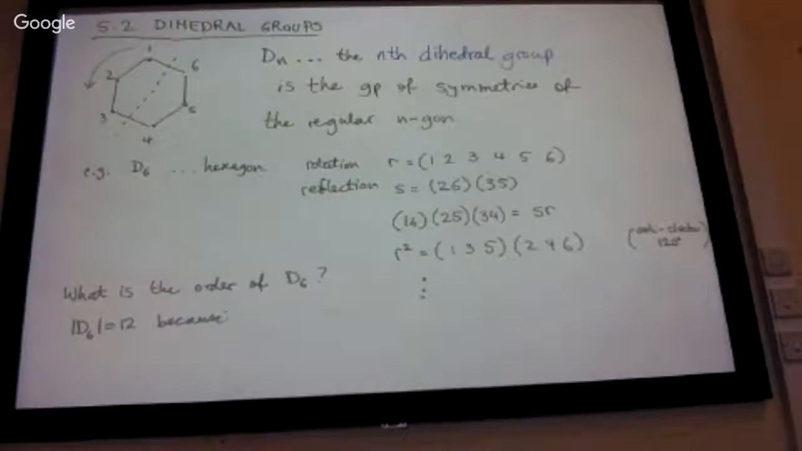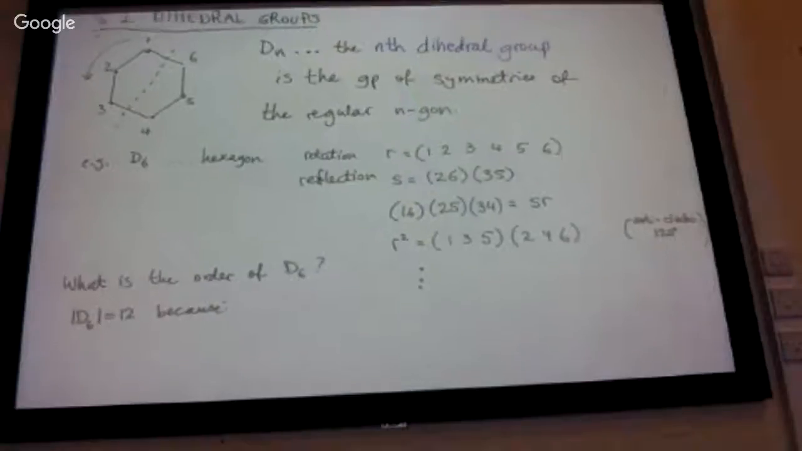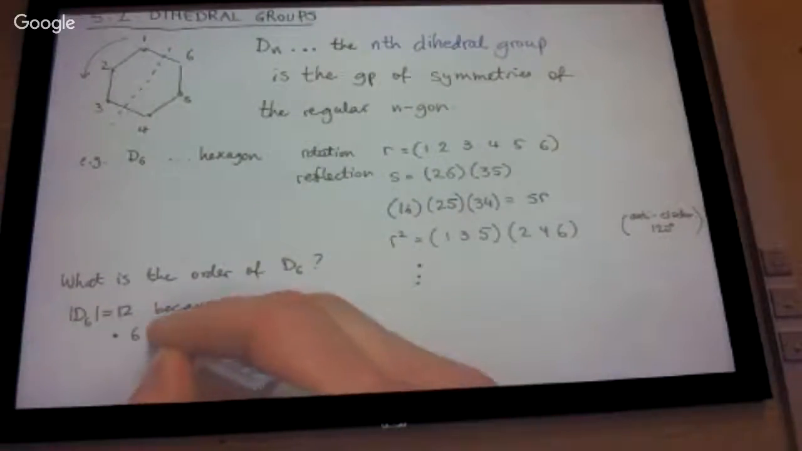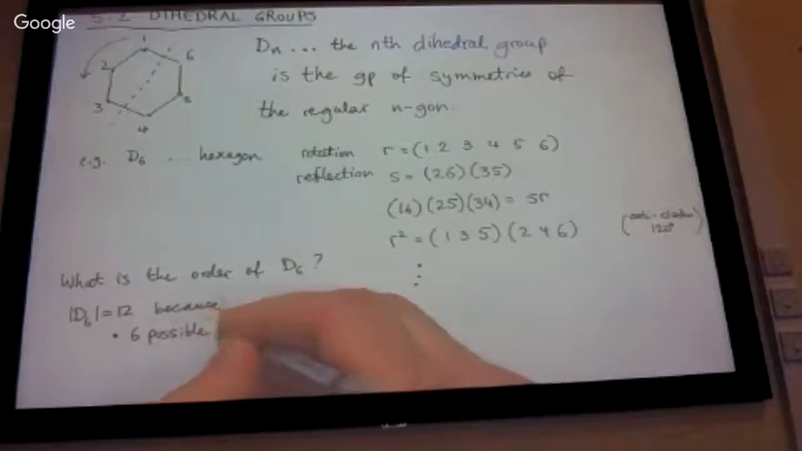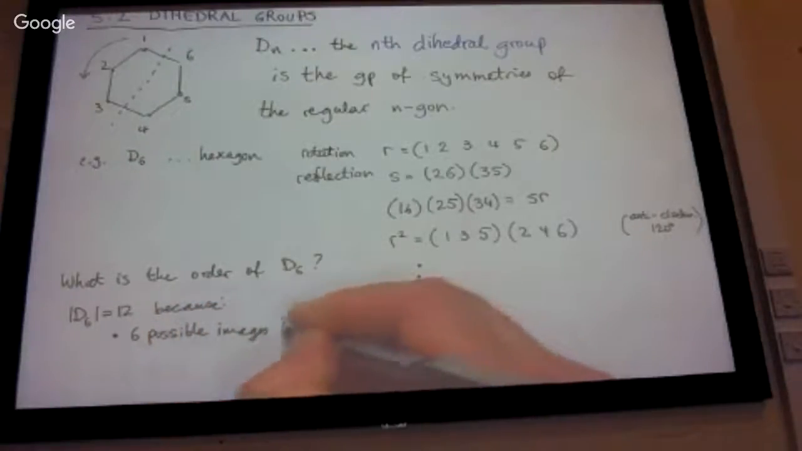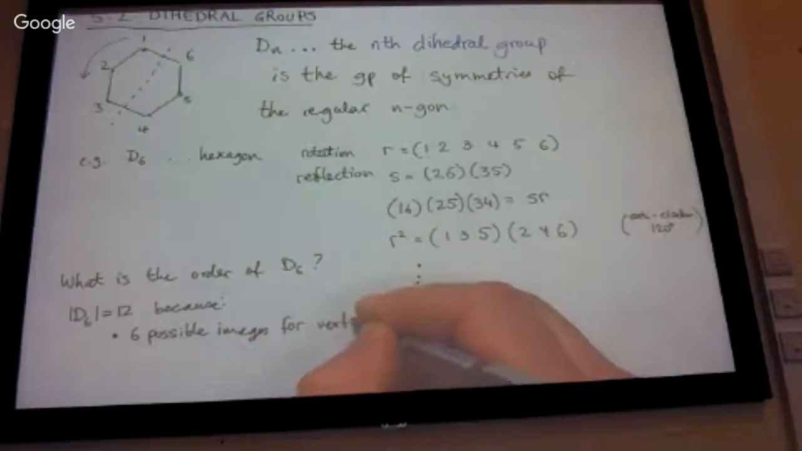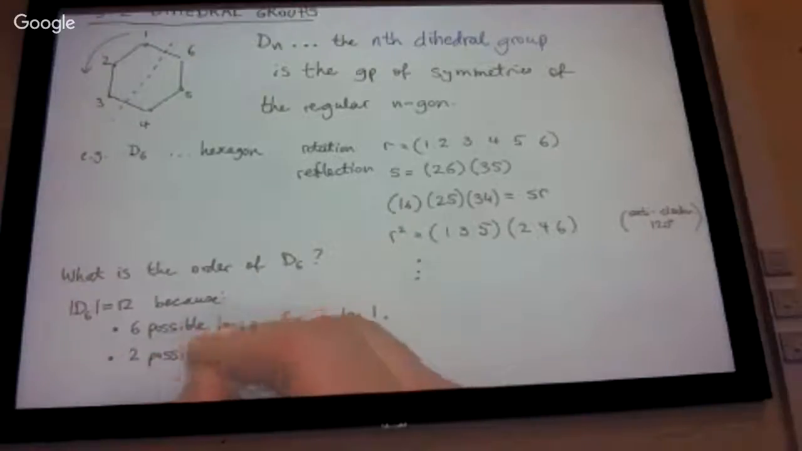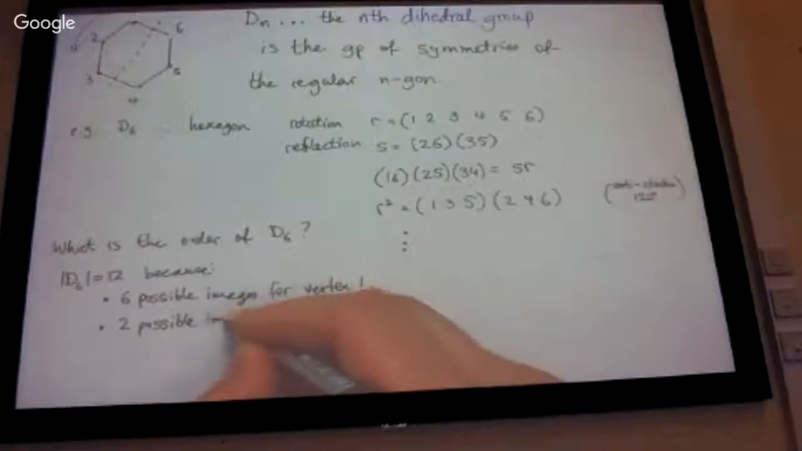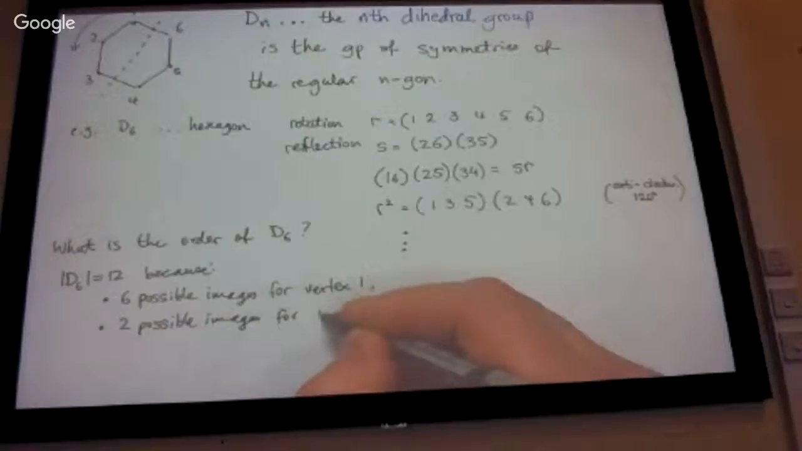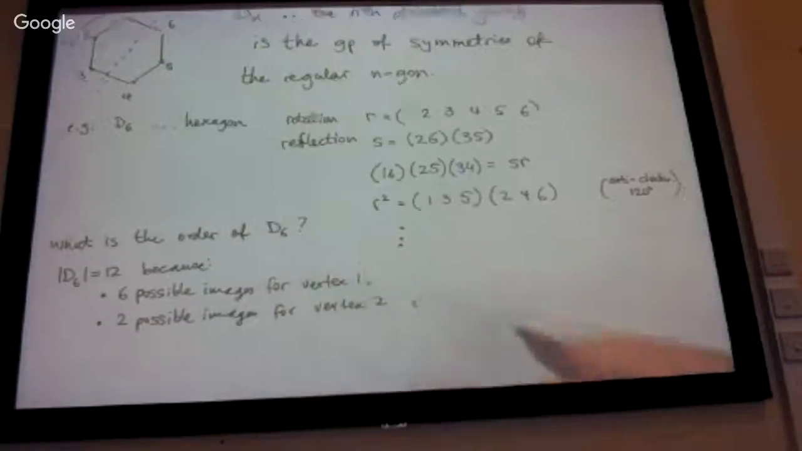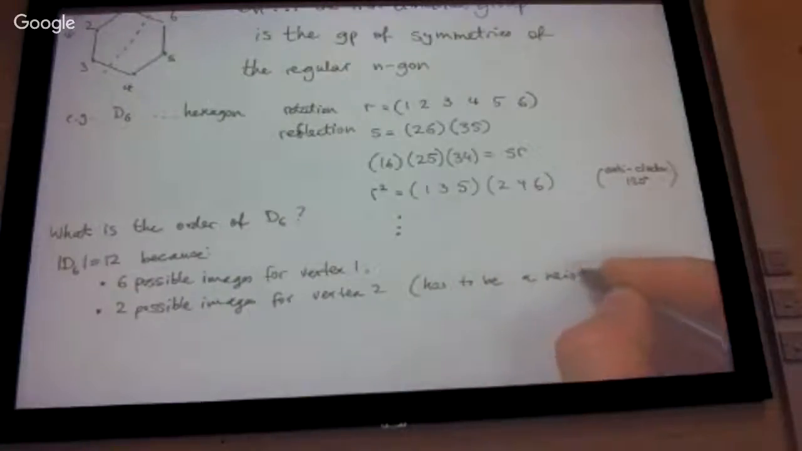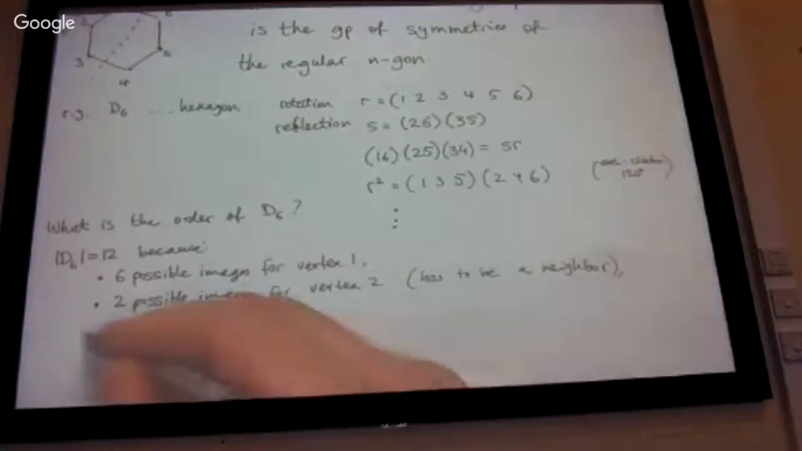Yeah. I was going to say, okay, so because 6 possible images for the vertex 1, and then 2 possible images for vertex 2 to be a neighbor. And then the rest is determined.